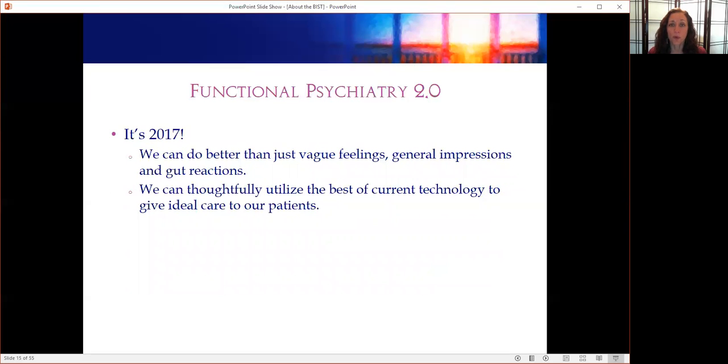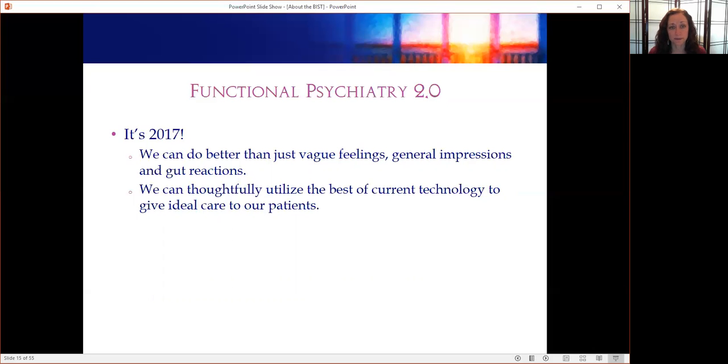So the way I'm looking at this is that this is functional and integrative psychiatry 2.0. This is our next step in our development. It's 2017. We can do better. We can do better than just vague feelings. We can do better than general impressions. We can do better than our gut reactions for our clinical intuition. And it's not that our clinical intuition is bad. It's a wonderful thing to inform what we're doing, but it can't be the only thing we're doing if we're practicing science-based medicine. What we're trying to do is thoughtfully utilize the best of the current technology to give ideal care to our patients.